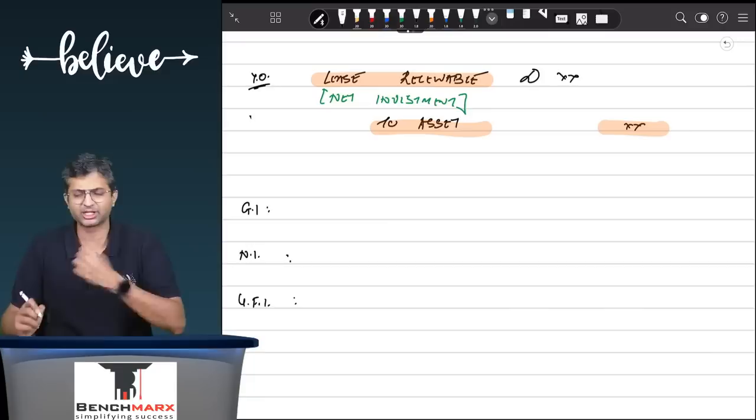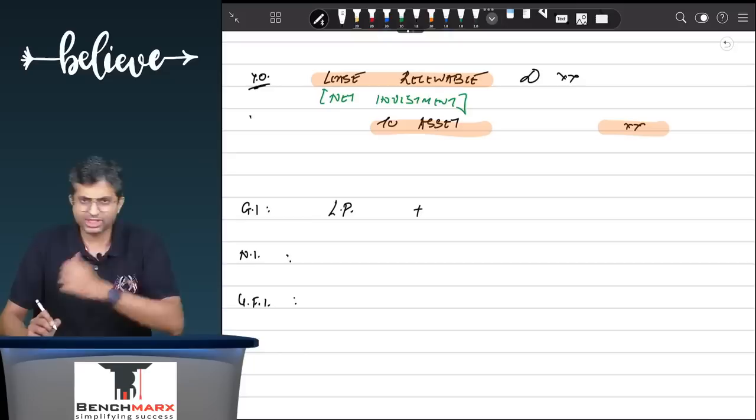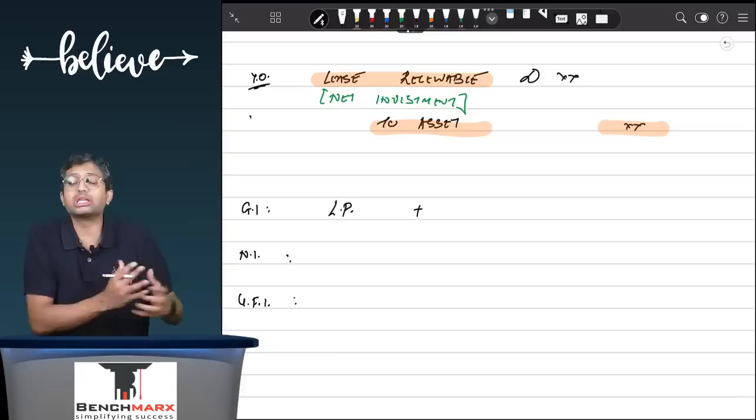First is gross investment. Gross investment is the total of lease payments, which includes the fixed lease payments, the variable lease payments linked to rate or index, payments on account of a purchase option, termination option, and residual value guarantee. However, it does not include the unguaranteed residual value.